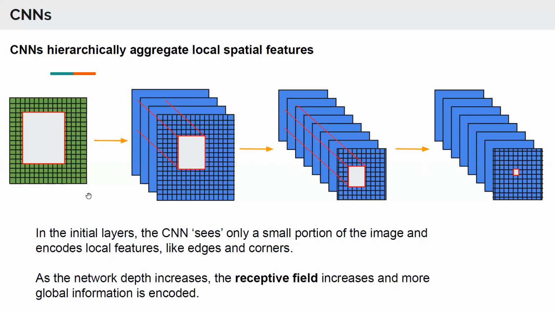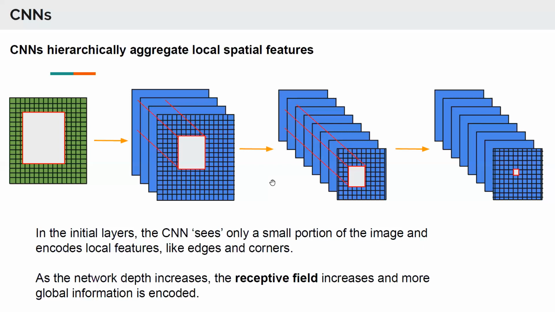So what can happen is that the convolutional network can extract low-level features in the first layers, so edges, corners, things like this, and then successively keep building on these low-level features to construct more and more complex ideas and a more complex understanding of the image.